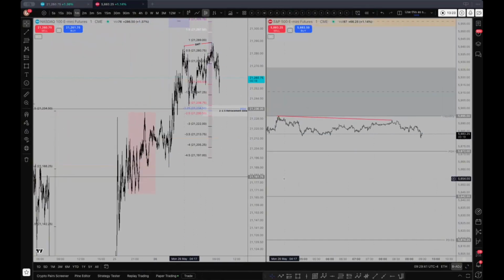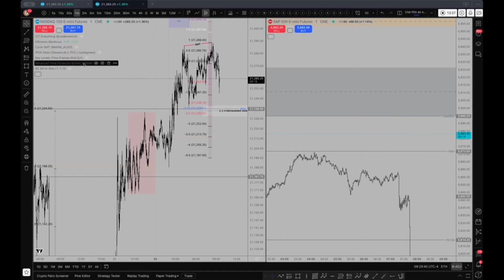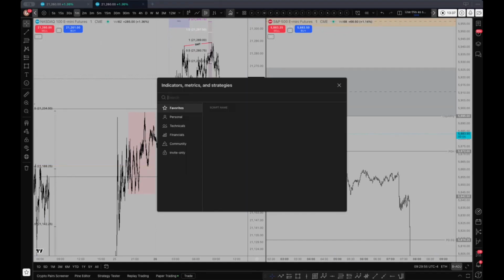Also, let's add the stat map for today. Let's see, where are they? And we'll add some SMT here as well, and we'll add the stat map. Where did I have that one? So I haven't added that yet.